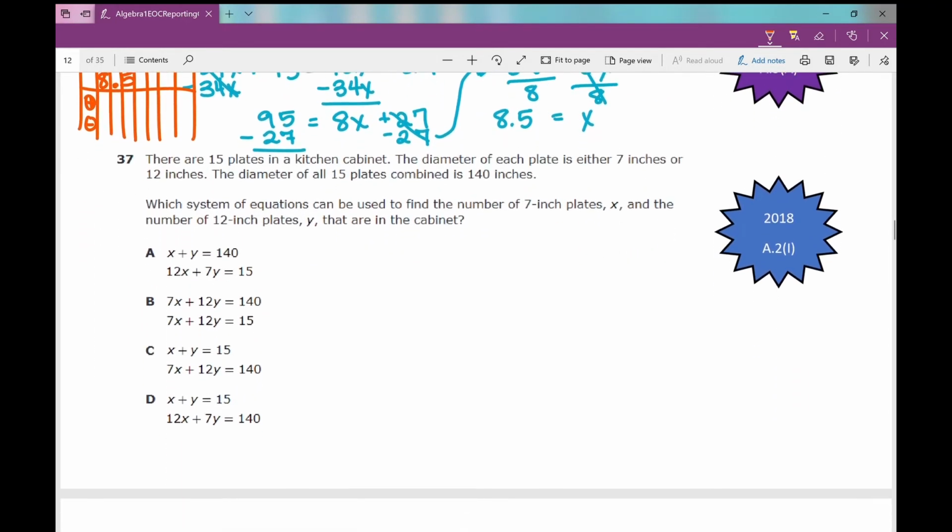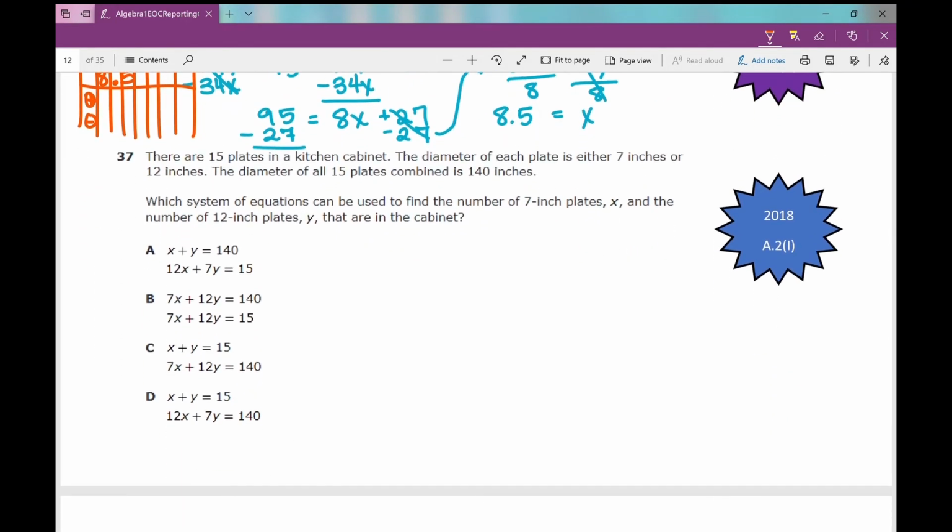Okay, number 37. Whew. This looks like it's going to be another system of equations word problem. So there are 15 plates in a kitchen cabinet. The diameter of each plate is either 7 inches or 12 inches. The diameter of all 15 plates combined is 140 inches. Which system of equations can be used to find the number of 7-inch plates? X. I'm going to write that down. 7-inch plates. And the number of 12-inch plates, Y.